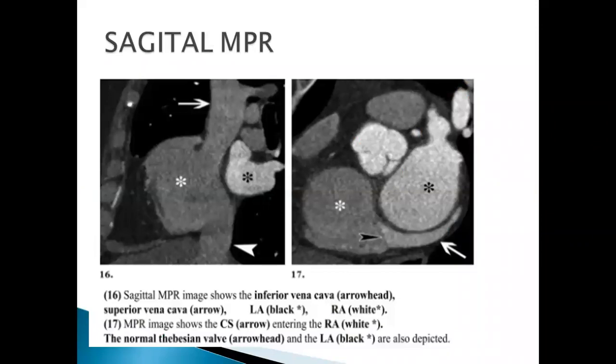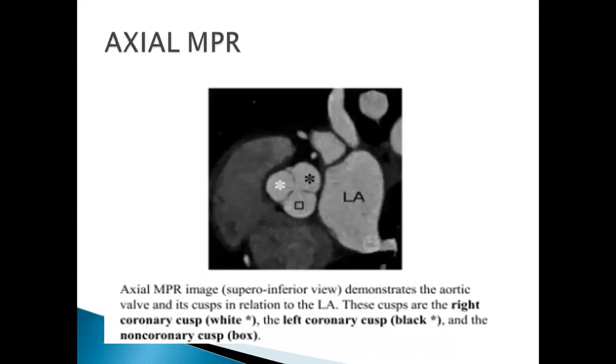So the sagittal MPR is going to show you the inferior vena cava. It's going to show you these different structures as well, which just really allows you to assess for any morphological pathologies. You're able to pick them out.